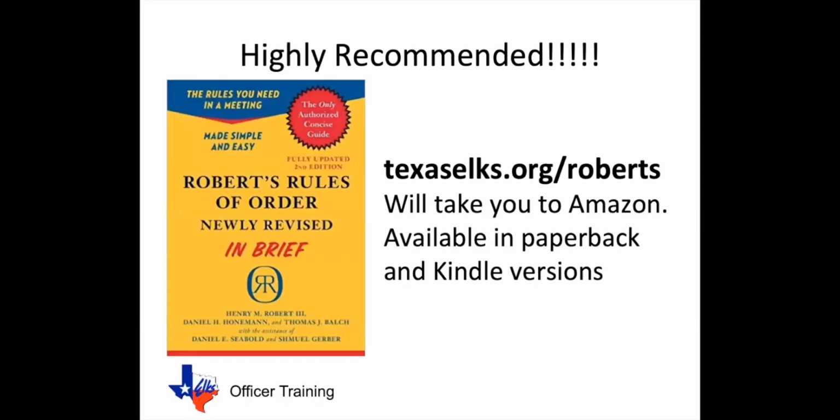I cannot recommend this book highly enough. The general Robert's Rules of Order book is very thick and has lots and lots of pages with very small print. This particular book, which is called Robert's Rules of Order, Newly Revised, In Brief, will answer most of your questions, 85% or more. It'll be more than what you could ever, generally speaking, use in meetings. And it's very simple. You can go to a shortcut that I've created at texaselks.org/Roberts, and it will take you to Amazon. It's available in paperback and Kindle versions and costs approximately $7. I cannot recommend this book more highly.